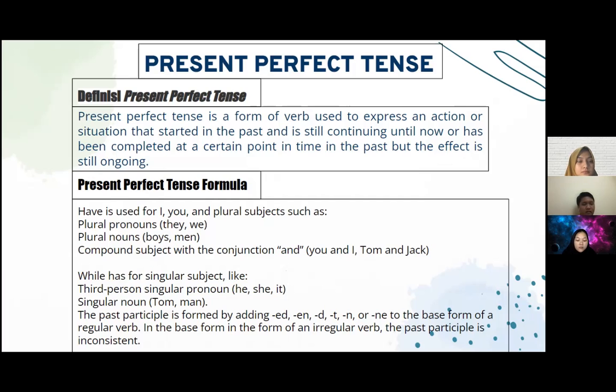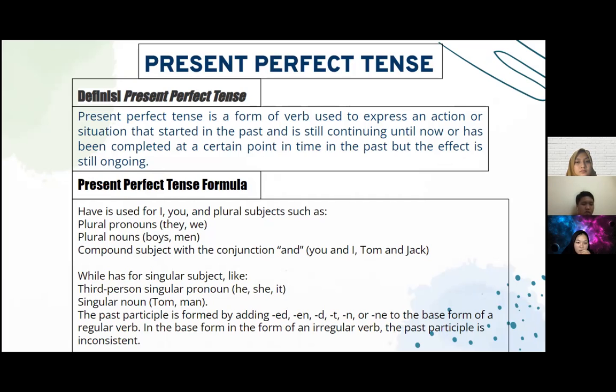Present perfect tense is a form of verb used to express an action or a situation that started in the past and is still continuing until now, or has been completed at a certain point in time in the past, but the effect is still ongoing. The second point, present perfect tense formula.